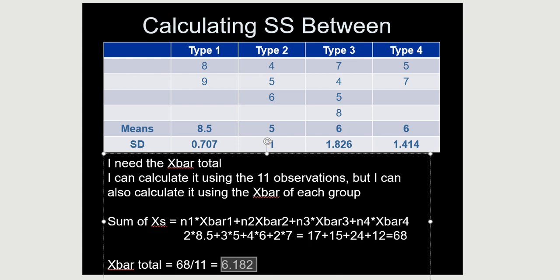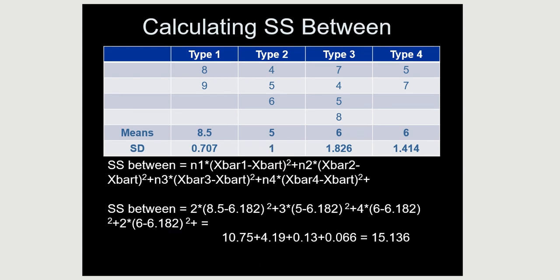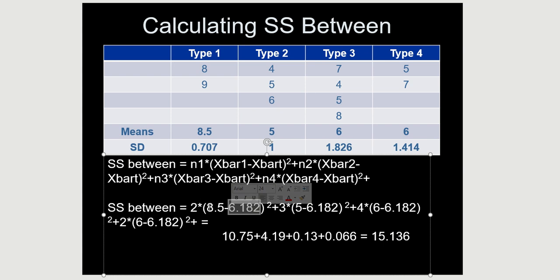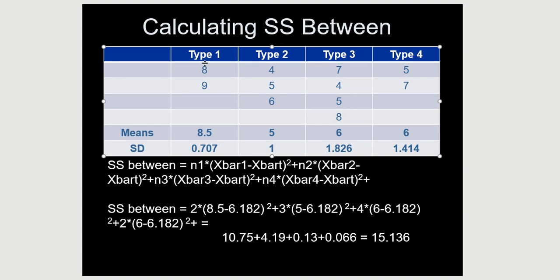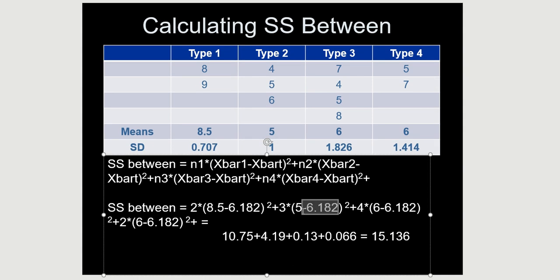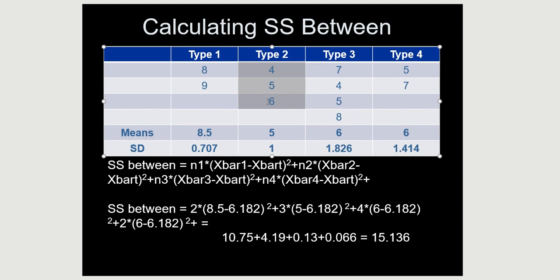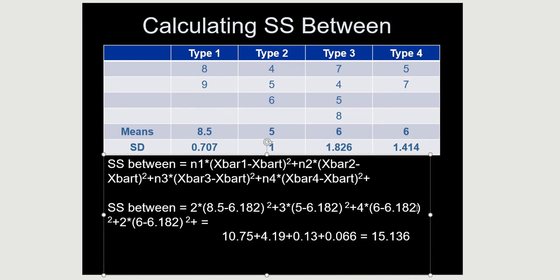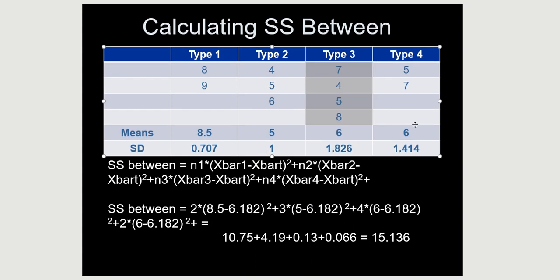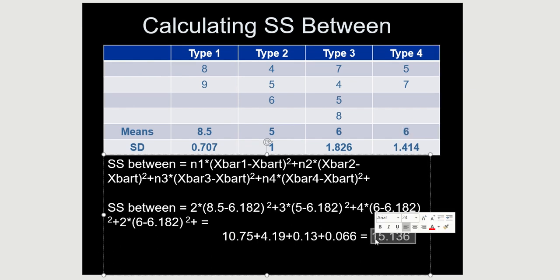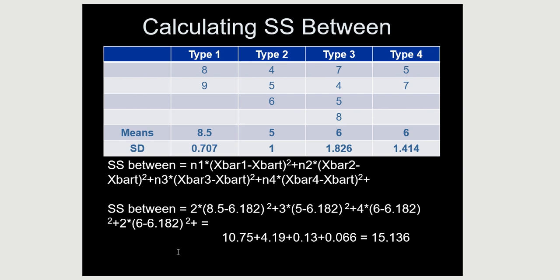6.182. Next, what I'm going to do is I'm going to calculate the sum of square between. So you have the formula of the sum of square between. So I'm going to take 8.5 minus 6.182 square times 2. ليش times 2? Because I have 2 observation for group 1. Then 5 minus 6.182 square times 3 لأنه I have 3 observation. Then 6 minus 6.182 square times 4 because I have 4 observation, plus 6 minus 6 لأنه the average is 6 in group 4. Minus 6.182 square times 2 بيعطيني 15.136. صار معي the sum of square between.